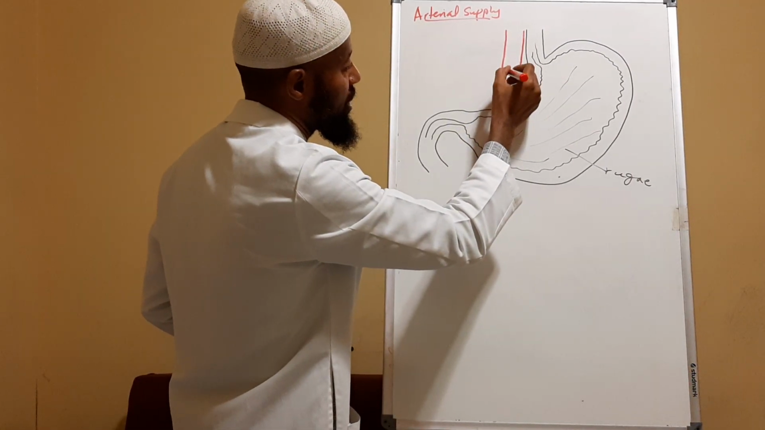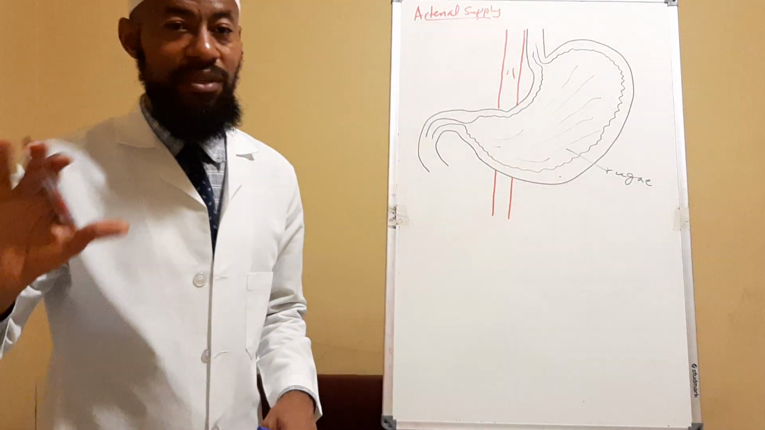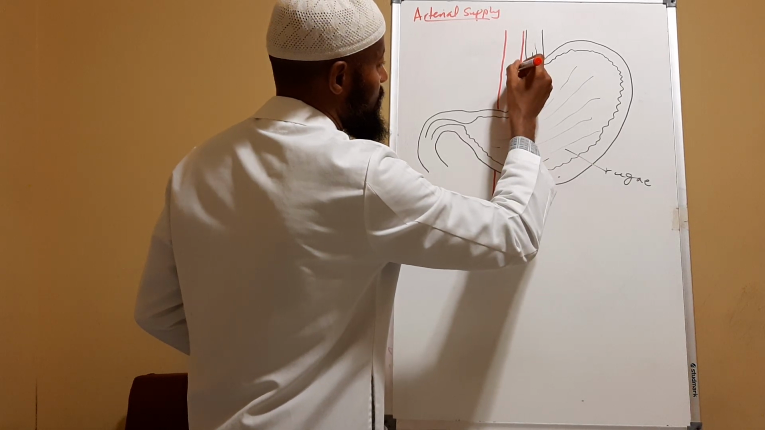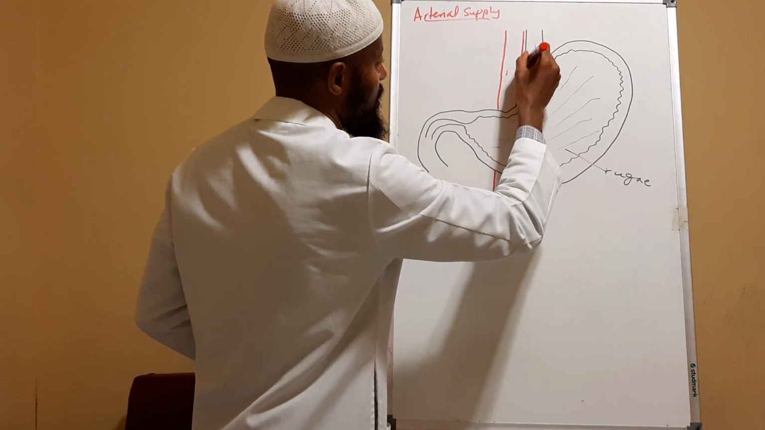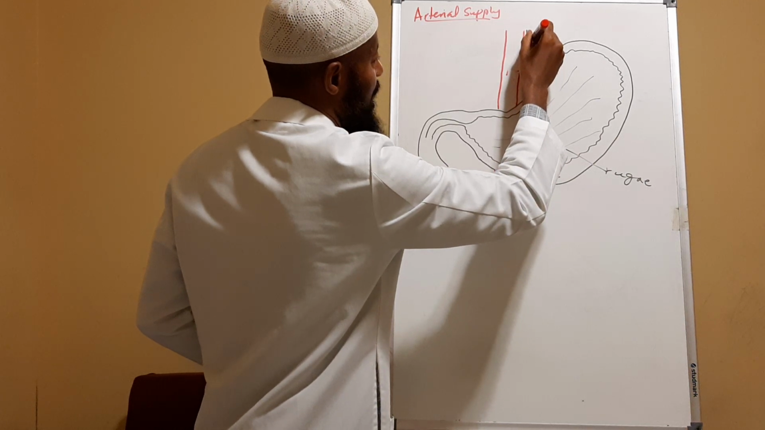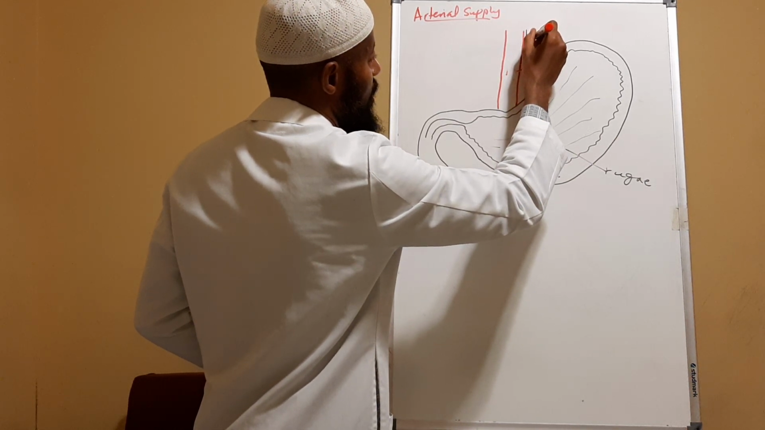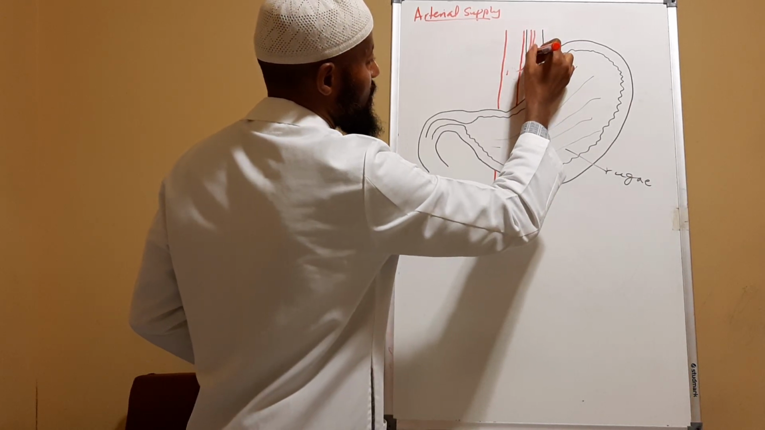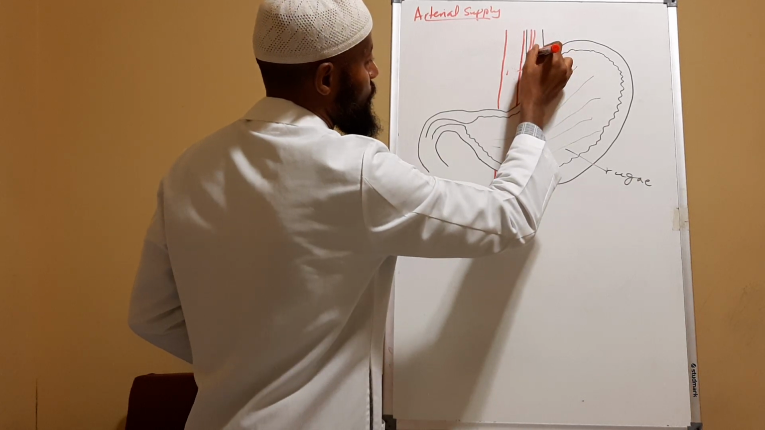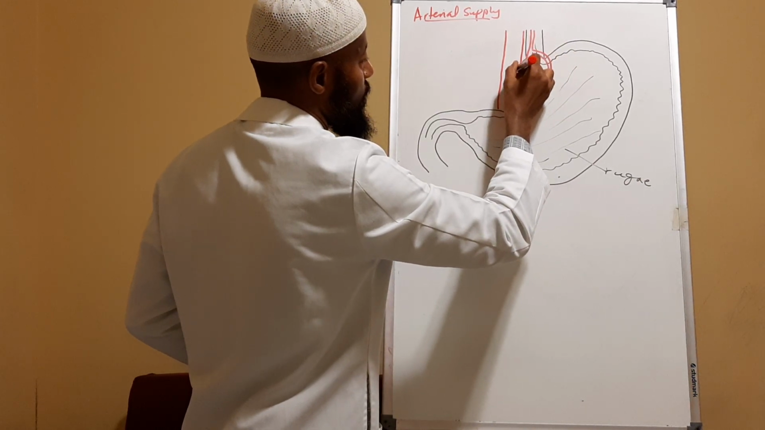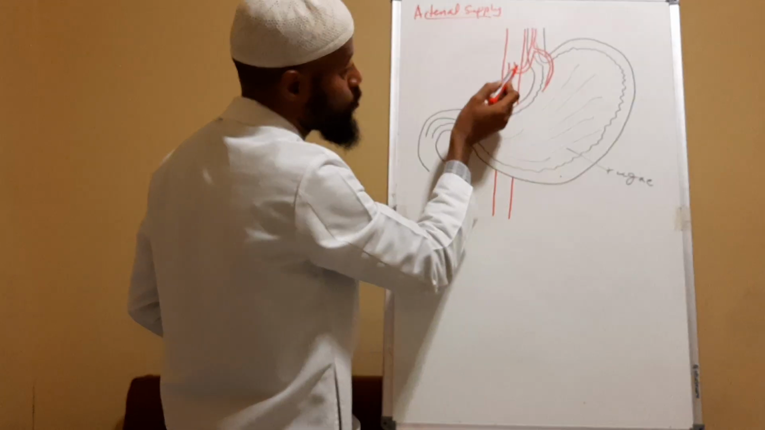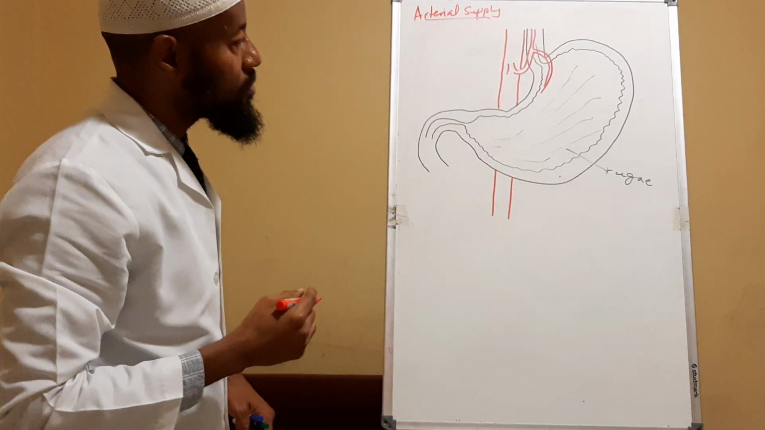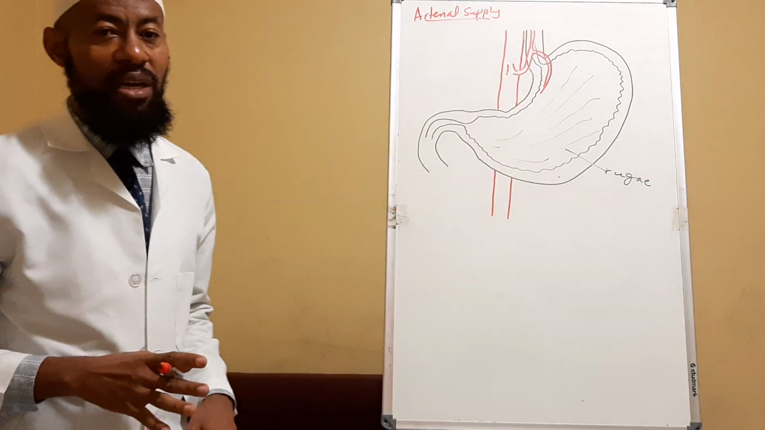So the celiac trunk will give basically three branches. So one of the branches is going up. This is one of the branches. It's driving upward, and the other one is coming all the way down. So this is one of the branches of the celiac trunk. Okay, it is called the left gastric artery.